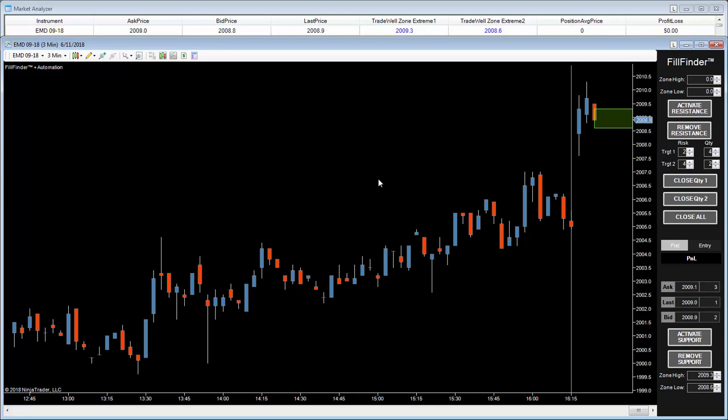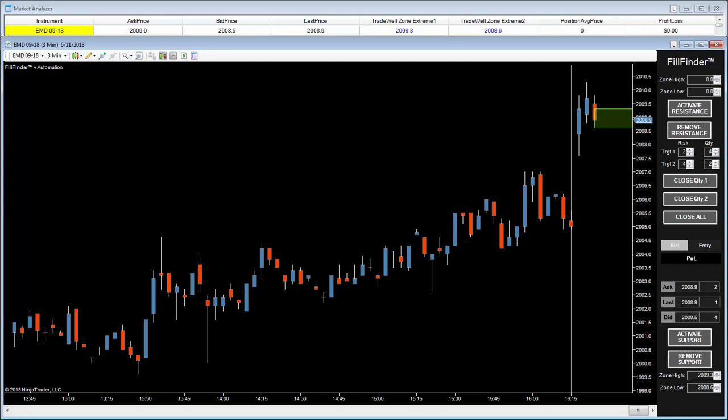and now the market is trading right back down. We got a zone that appeared as support, which is blue in color. So if you get a blue set of numbers here, that's a support zone. You just enter these two numbers into your zone high and zone low, and obviously numerically the higher number would go in the zone high, but once you get those in, just click activate support.